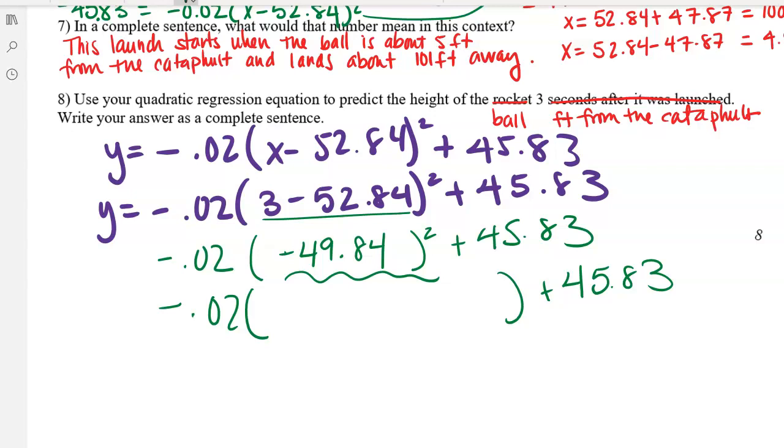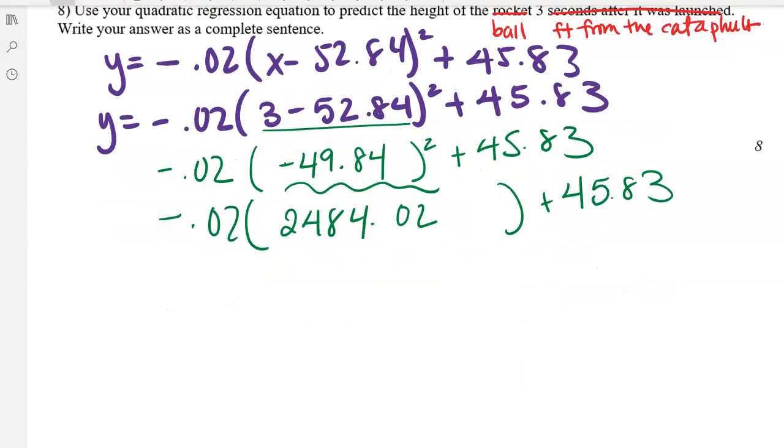If you want to get ahead, go ahead and take that number times 0.02. It's 2,484. No decimal? 0.02, like that? Check my writing. Okay, so times it by 0.02, Tyler, since you have the decimal. Just times it by negative 0.02.